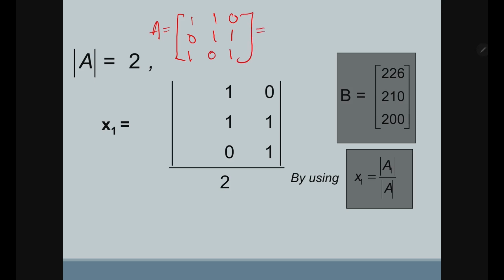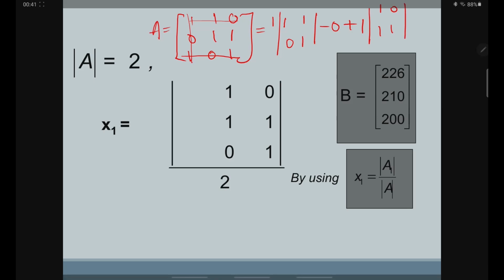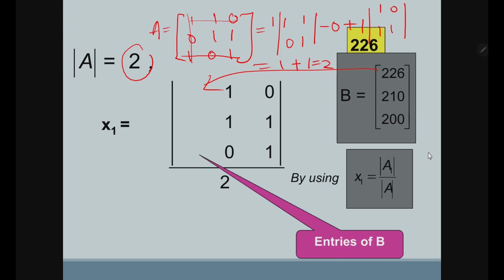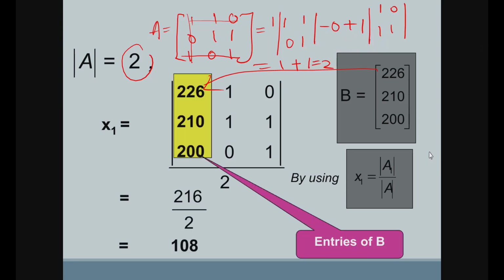We use the entries of the first column, for example, and then the first row, we will get 1, 1, 0, 1 minus 0 plus 1, then 1, 0, 1, 1. Here we get 1 times 1, minus 0, so plus 1, so that's why we get 2 here. And then to get x1, we replace b into the first column. We can get x1 as 108.